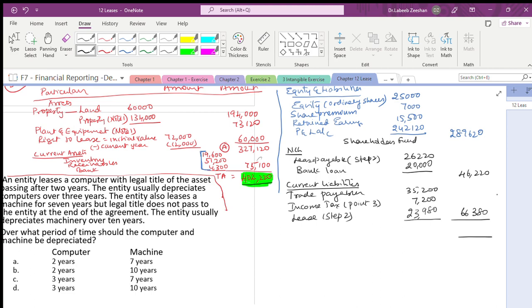289,620, 46,220, 66,380. How much will you get? 402,220. Is it clear? Yes, it's clear. Fine.